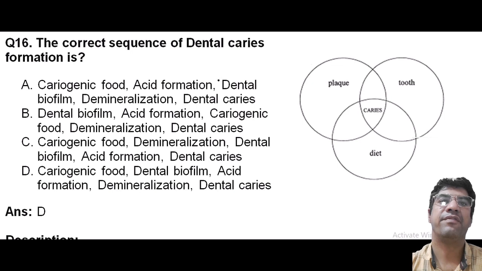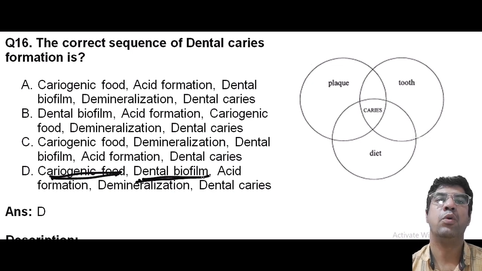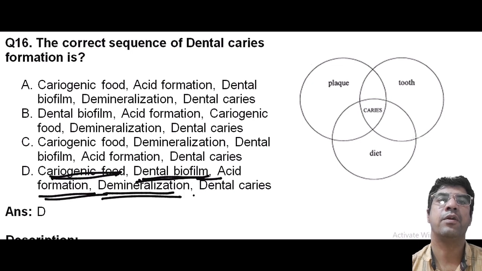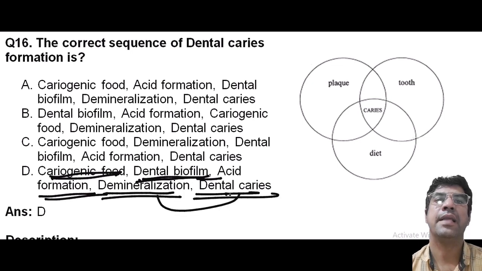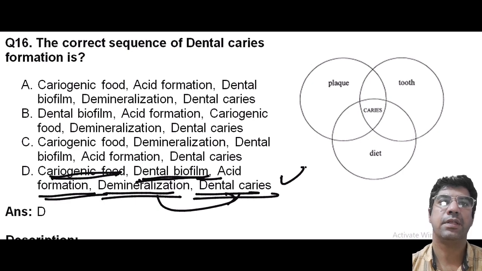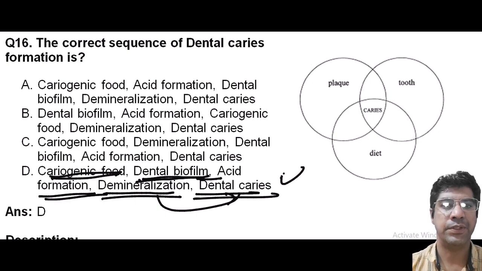The correct sequence of dental caries formation, the answer is D: cariogenic food leads to accumulation of dental biofilm, which further leads to acid formation that causes demineralization, and that leads to dental caries. So the answer is D, an easy question.